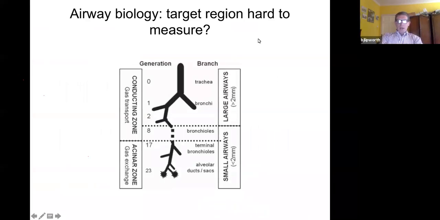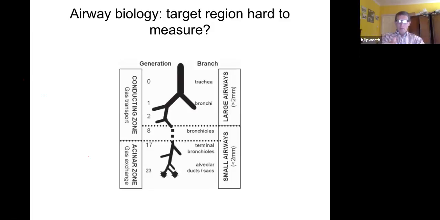This is a schematic to show you the 23 generations of the bronchial tree from where the trachea bifurcates at the carina. We tend to divide this into the larger and smaller airways, which are divided after generation 8. After generation 8, we're talking about airways less than 2 millimeters in caliber.